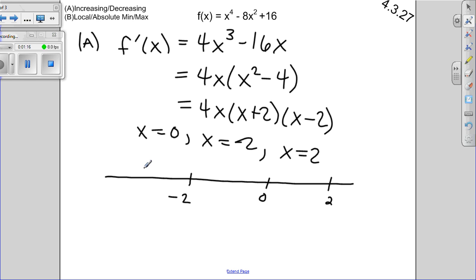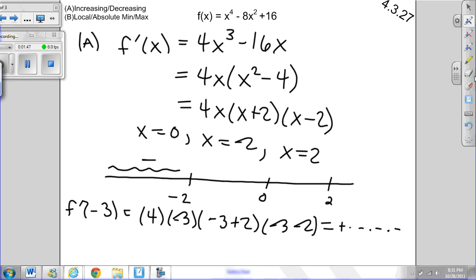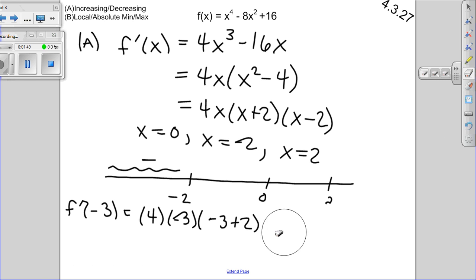So let's consider a point in this area, negative 3. F prime of negative 3 is 4 times negative 3 times negative 3 plus 2, negative 3 minus 2. So that's going to be positive times a negative times a negative times a negative. So that's going to give us a negative value. It doesn't matter what that value is, we only care about its sign.